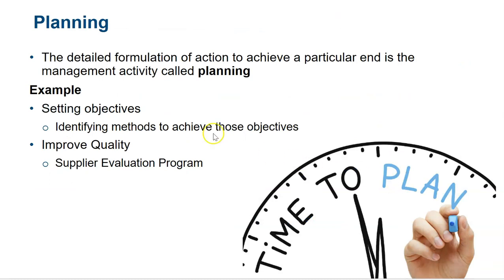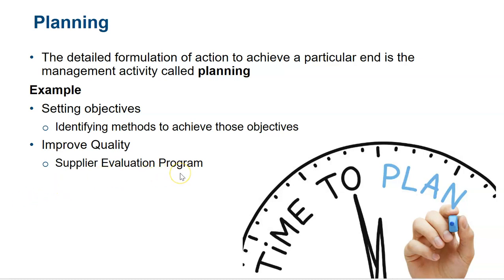So when we talk about the concept of planning, it says that planning is the detailed formulation of a plan of action to ultimately achieve a particular end. Okay, so they've given us some examples here. Identifying methods or setting objectives. This is what we want to do. How are we going to get there? And then finally, we talk about improving quality. There's a lot that goes into that.